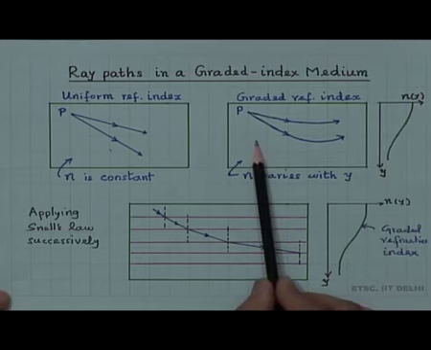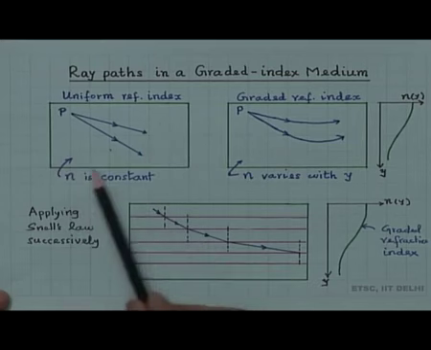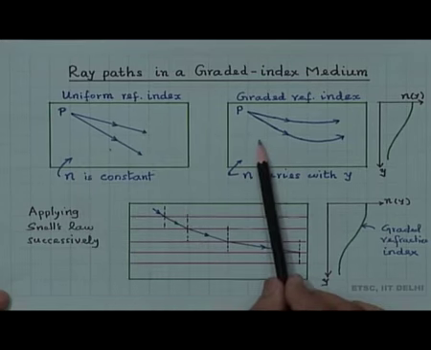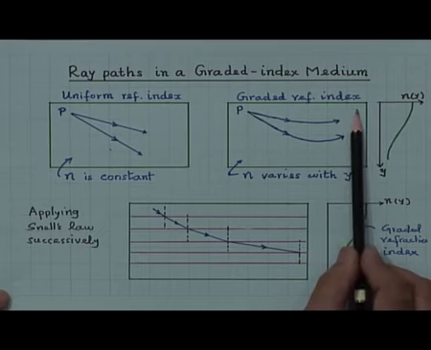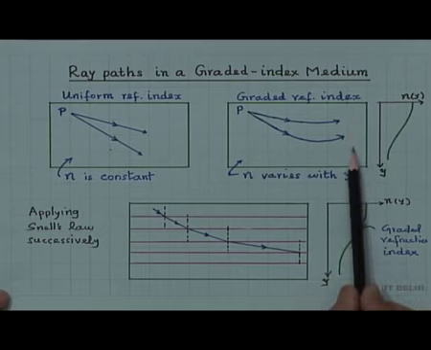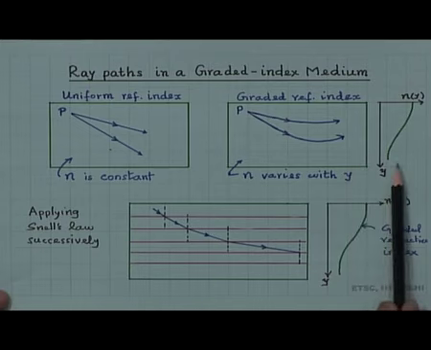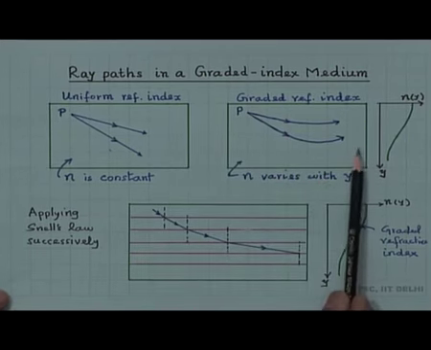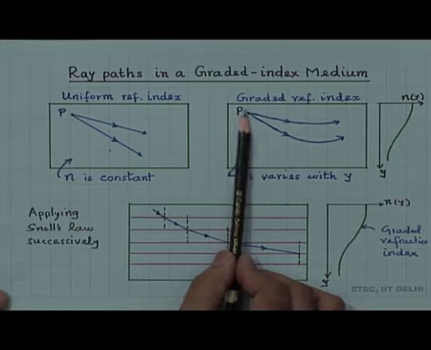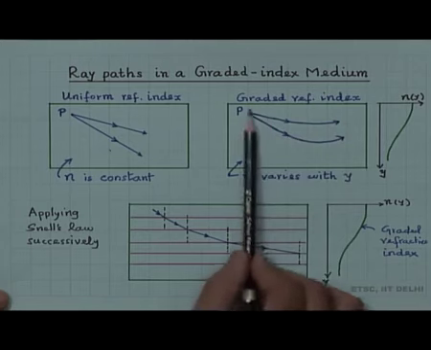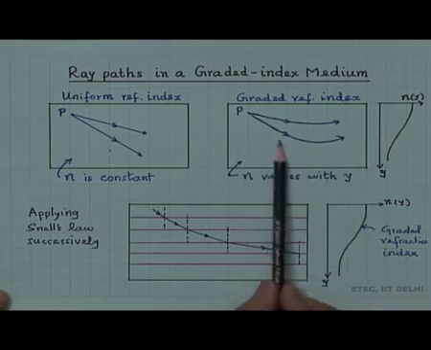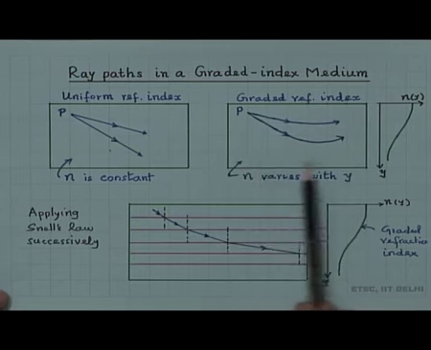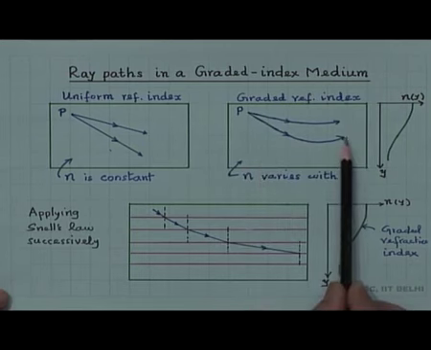In this medium, the refractive index was constant everywhere. In this medium, the refractive index is maximum here, and as we come down, the refractive index drops, and such a medium is called a graded index medium. The consequence of this is that a ray emanated from the point P starts bending, or the ray paths are curved in such a graded index medium. So, we can understand this here.